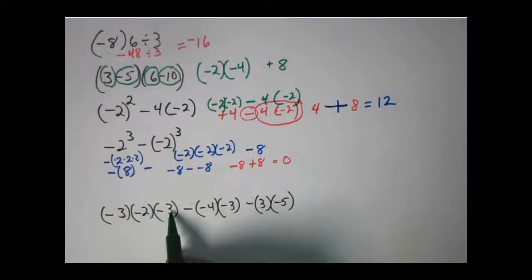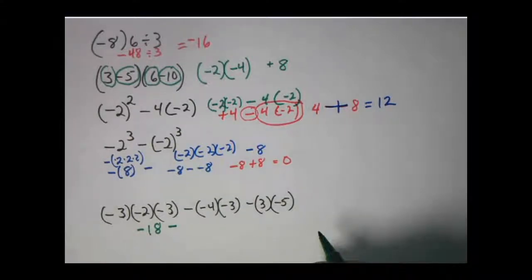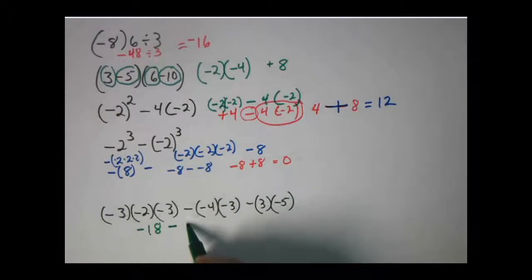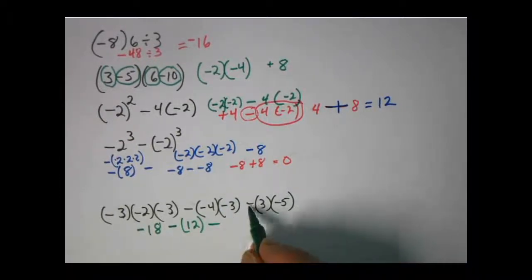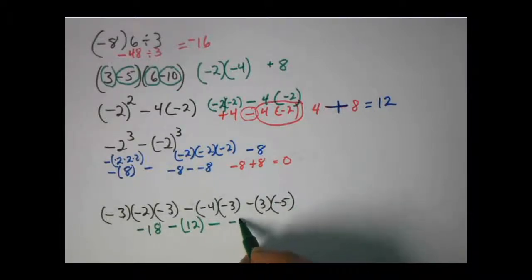So 3 times 2 times 3 gives me 18. And 1, 2, 3 signs is minus 18. Didn't do anything with that sign, so I'm going to drop it down. Minus 4 times minus 3 is positive 12. Put that in the bracket there. Didn't do anything with this sign because that's a subtraction. 3 times 5 is minus 15.